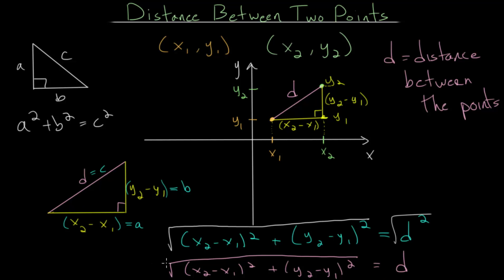So this is our formula, and this formula makes it so that we don't have to draw a picture and then use the Pythagorean theorem every time we want to find the distance between 2 points. So it's a little bit complicated looking, but it's mostly just labeling what the points are and then plugging them into the formula.